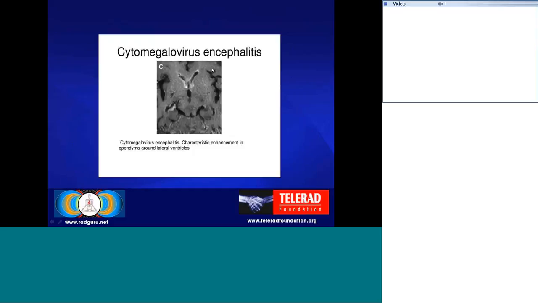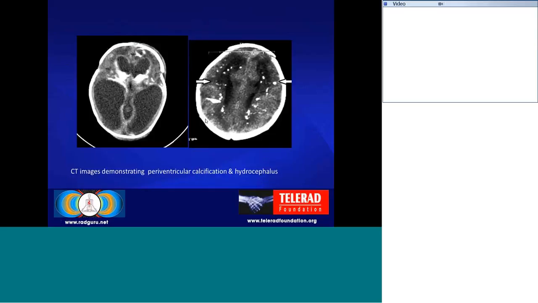So cytomegalovirus meningitis or encephalitis will have distinct subependymal contrast enhancement. So there will be enhancement of the subependyma around the lateral ventricles. This is classically the imaging feature of cytomegalovirus encephalitis. Because from the blood vessels it gets into the subependyma, on contrast enhanced MRI it demonstrates subependymal enhancement. That is the encephalitis stage.